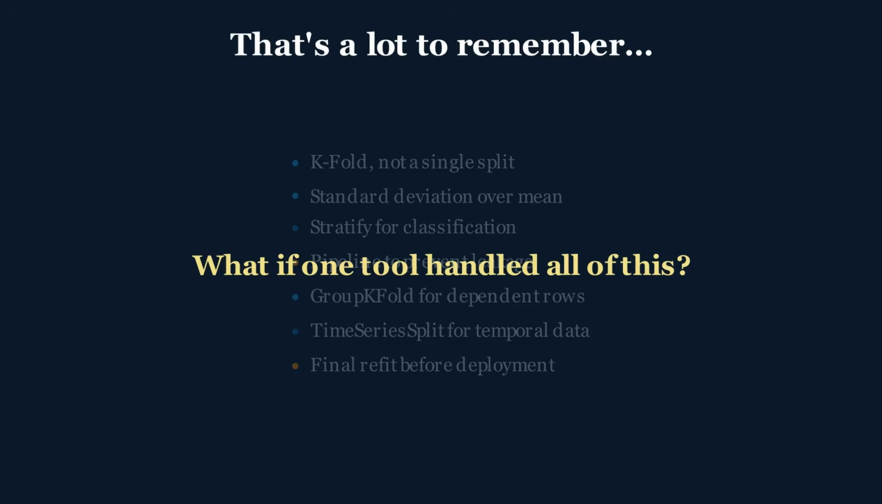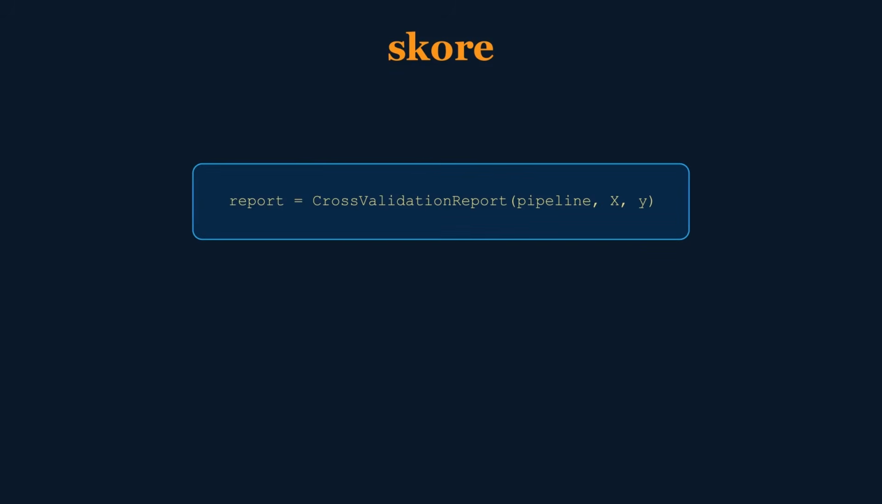That tool is Skore, an open source library built on top of scikit-learn. The core object that I would like to present today is the cross-validation report. You pass it your pipeline, your data, and your target. And it handles everything we've spent this video learning.